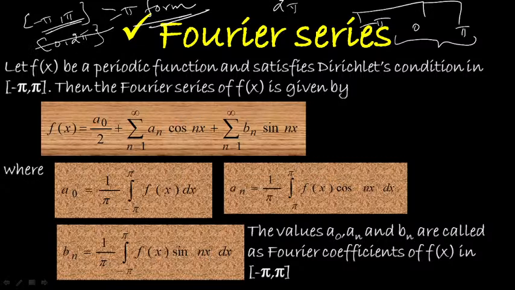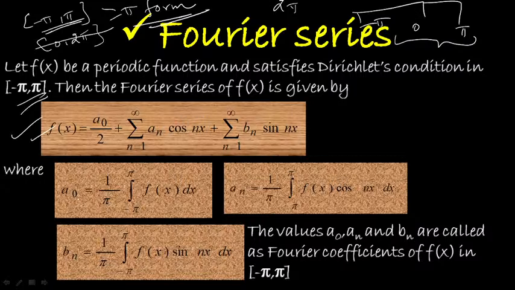So instead of the function defined in 0, 2 pi, suppose you have a function defined in the interval minus pi, pi, then the general Fourier series representation of the function is of the form f of x is equal to a0 divided by 2 plus sigma n varies from 1 to infinity an cos n x plus sigma n varies from 1 to infinity bn sin n x. Here also a0, an and bn are all constants. The series representation is the same for both 0 to 2 pi and minus pi to pi. The only difference is in calculating the constants, that is the values of a0, an and bn.